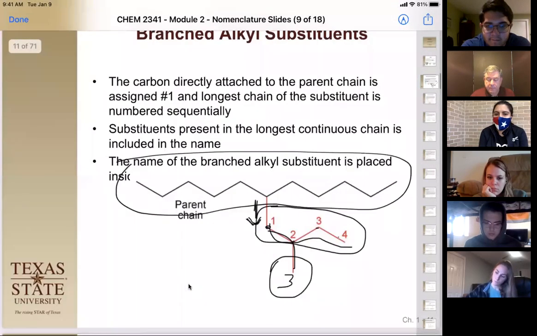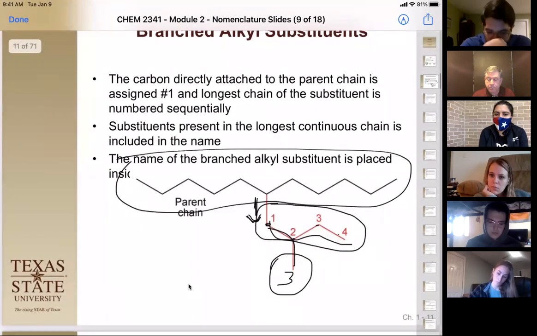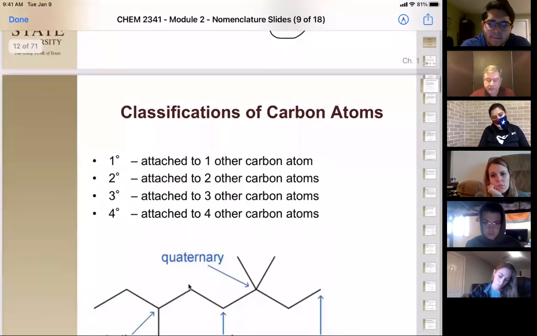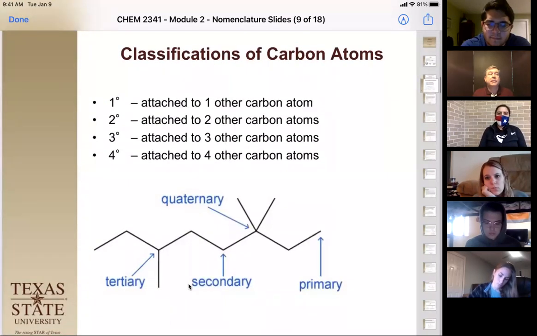The way we're going to name that is we say this methyl group, this other substituent, is on the number 2 carbon. And so our substituent is actually going to end up being 2-methylbutyl onto whatever our parent chain is. We'll do that rule again, but just to give you a heads up. Now it's important to understand the different classifications of carbons, because number 1, they have different reactivity, and number 2, they have a different number of things attached to them, and we need to keep track of that.